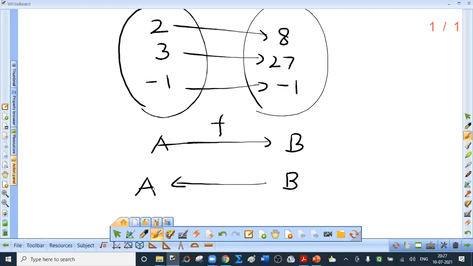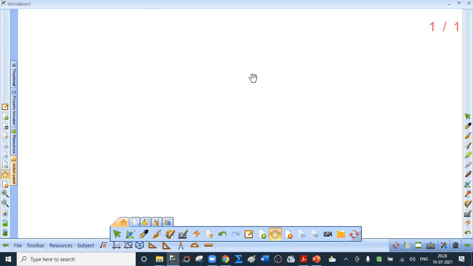What is the process which is inverse to cubing? Taking cube root. Cube root of 8 is 2. Cube root of 27 is 3. Cube root of minus 1 is minus 1. And this is called the inverse of the function. We write it as f raised to minus 1, but please do not read this as f raised to minus 1. You have to read this as f inverse. And therefore, what is the inverse function of tangent x? It is denoted by tan inverse x.